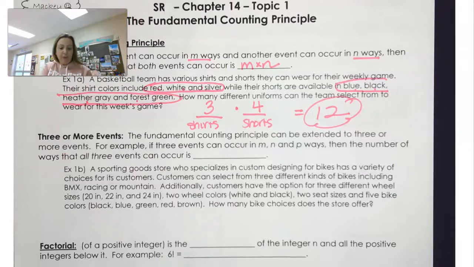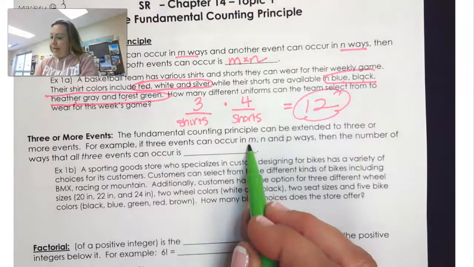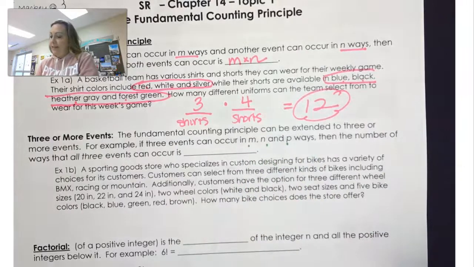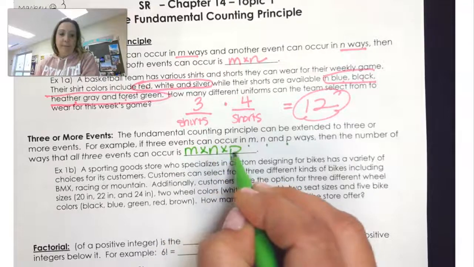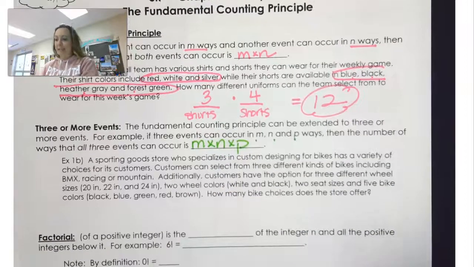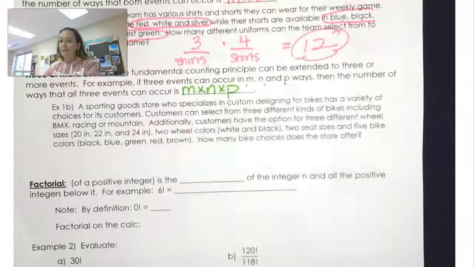So what about for 3 or more events? Okay, this can be extended to 3 or more events. So for example, if 3 events can occur in m, n, and p ways, then the number of ways that all 3 events can occur is m times n times p, and so on. If there are other events, you just keep multiplying those out, okay?